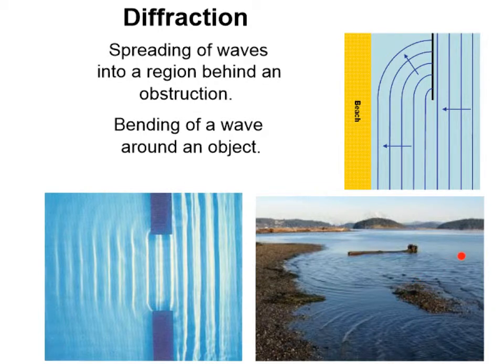You can see the waves are traveling in this direction, and we get what looks like a bending of these waves around this obstruction. Here we see it again. The wave fronts are coming in at this direction, and they're hitting these two obstructions here, and you can see diffraction. They appear to be bending around those objects.